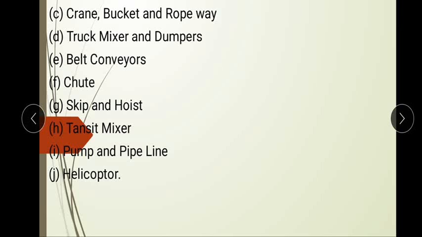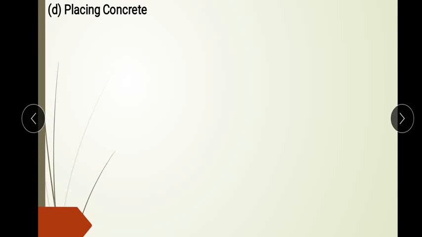And the last one is using helicopters. It is not used for many kinds of structures, only for a few very special cases that we use a helicopter to transport concrete from one place to another. So these are the different kinds of transporting techniques that we can use.